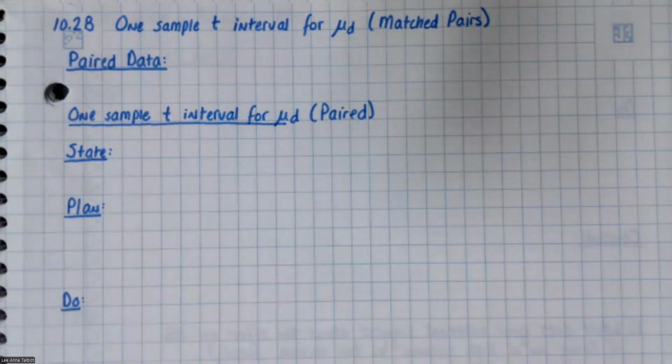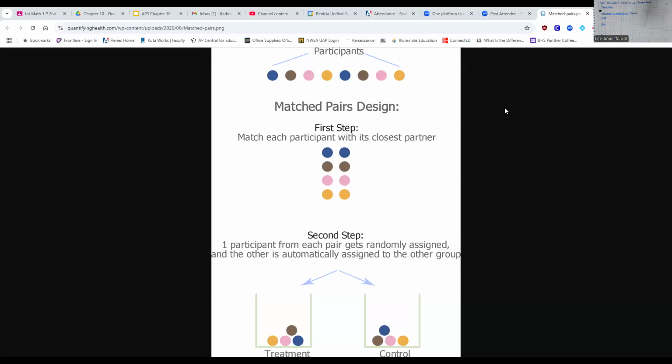Okay, anyway, regardless of that, I found a diagram that will help us remember what matched pairs is that I want to show you. So this is back from chapter 4. This is the diagram that I like.